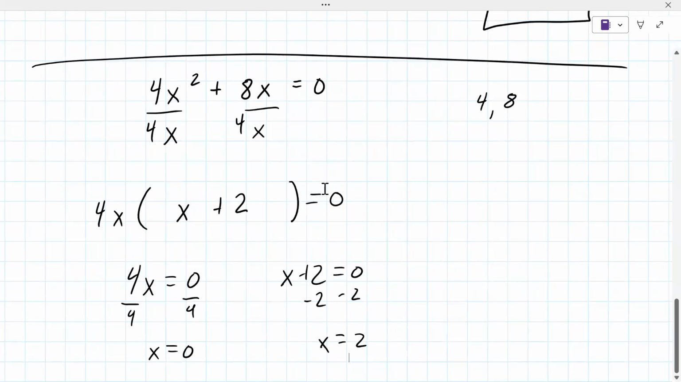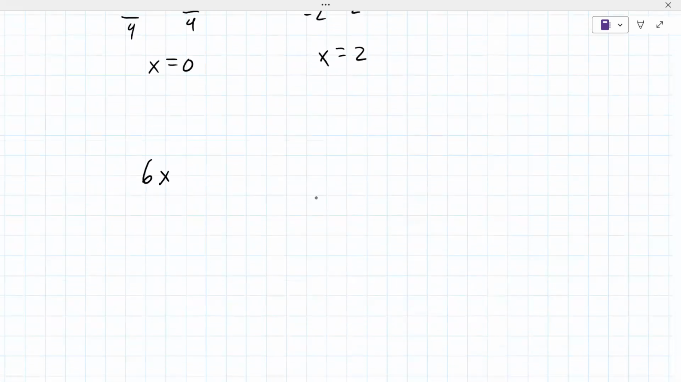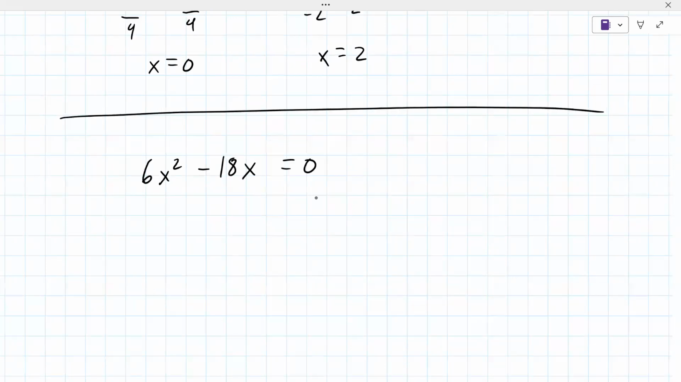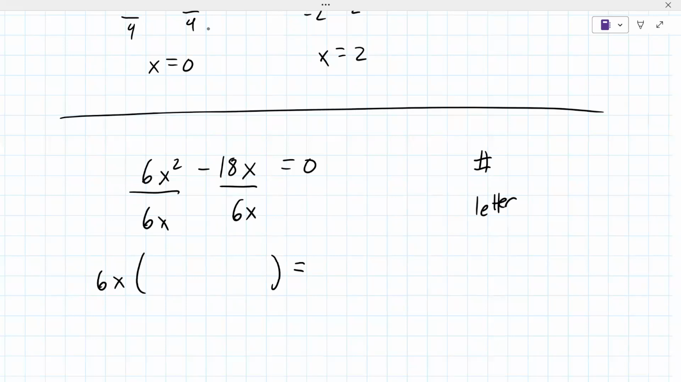All right, let's try another one here. Let's say it's 6x squared minus 18x equals 0. What are you going to factor out? What goes into both of the 6 and 18? 6. Do they both have an x? 3. Oh yeah, 6x. Right. So you have to look at the number and then the letter or the variable. So 6x. Tell me what goes in parentheses here. The x plus, I mean, x minus 3.